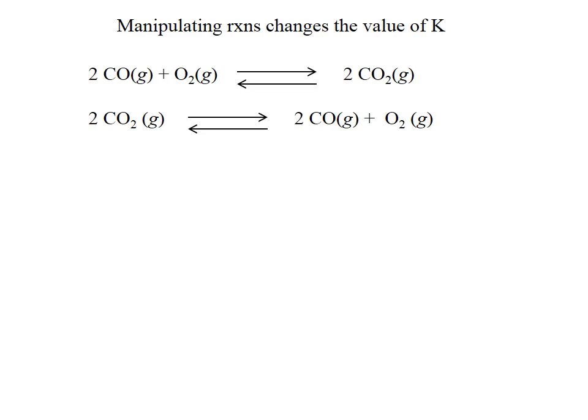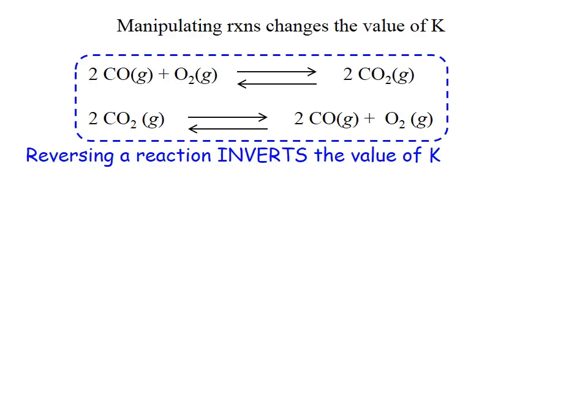Now, one other thing, I guess the next little small tidbit of information is how we change the value of K when the reaction changes. So if you look at these two reactions and you compare them and try to figure out how they are related to each other, what you'll notice is that one of them is the reverse of the other. And so reversing a reaction will invert the value of K. And so K of the forward reaction will be 1 over K of the reverse reaction.